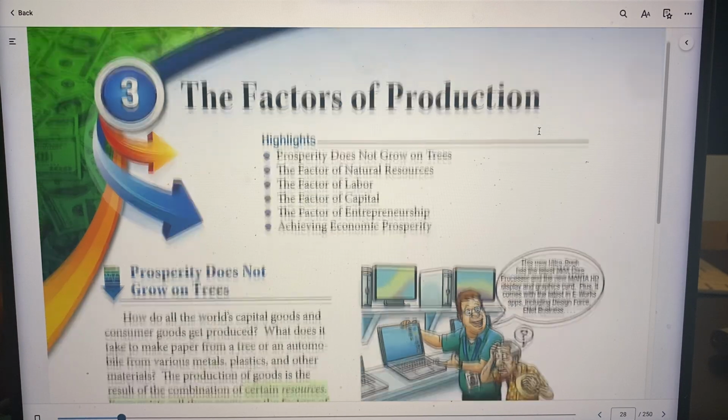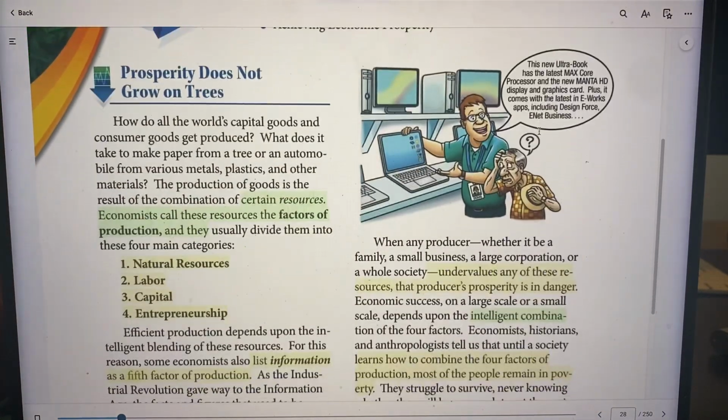So prosperity does not grow on trees. So what does that mean? How do all the world's capital and consumer goods get produced? What does it take to make paper from a tree or an automobile from various metals and plastics and other materials? The production of goods is the result of a combination of certain resources. And so this is where we get the factors. These factors are factors of production, and we're going to go over these in detail.